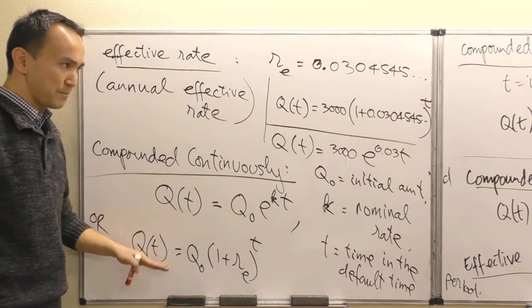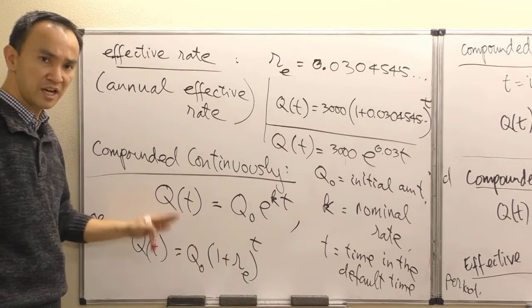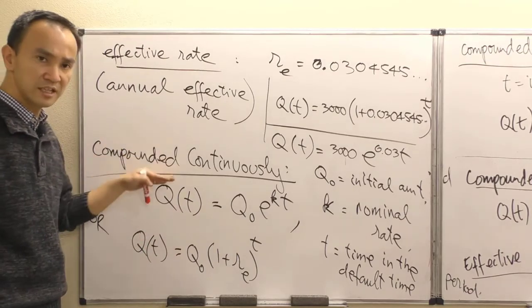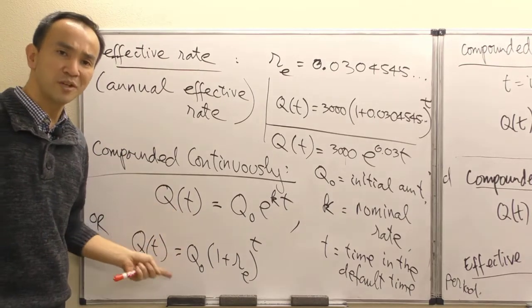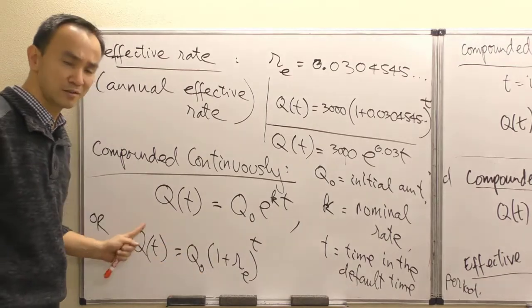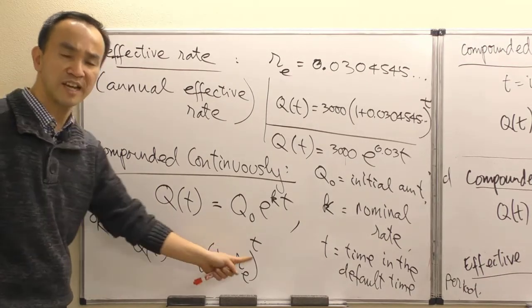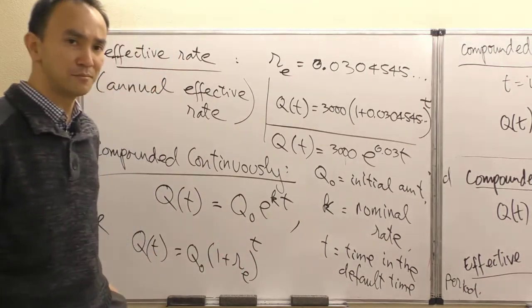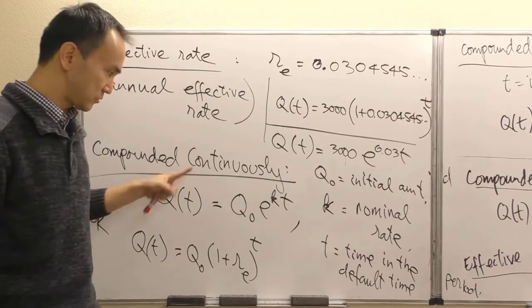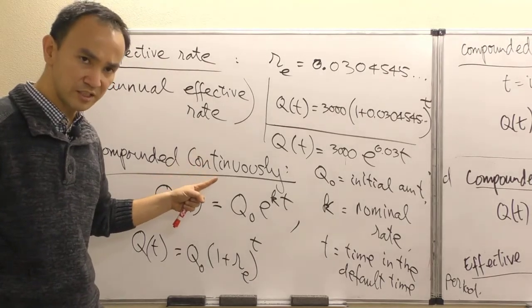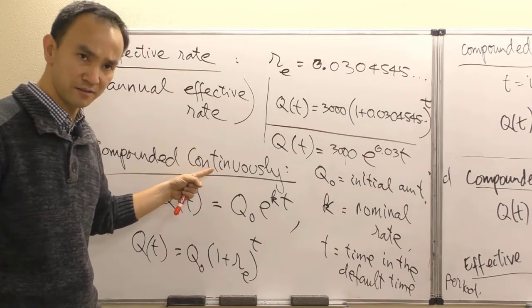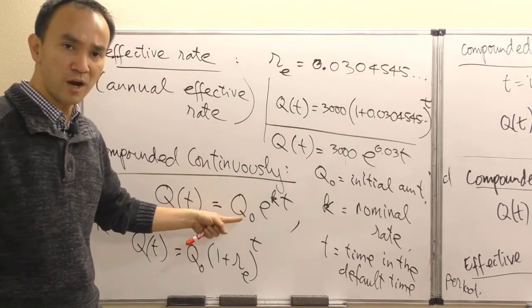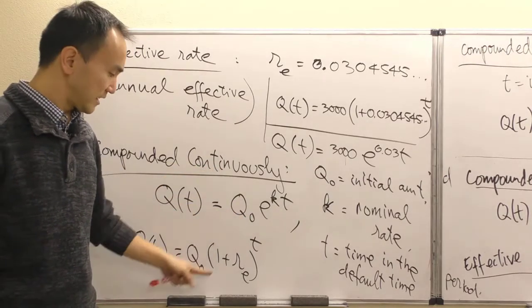So now I purposely put these two side by side. They both are continuous, and I explained the reason why there are times we want to use this way of expressing our function to model the amount of money, because we want to stay with continuously growing money. But then we don't want to use base e, and that's why we use this.